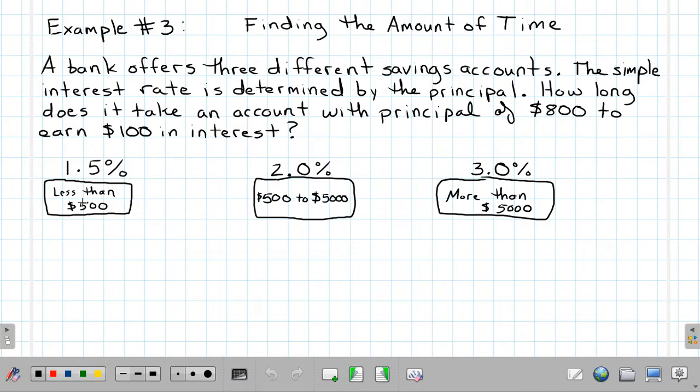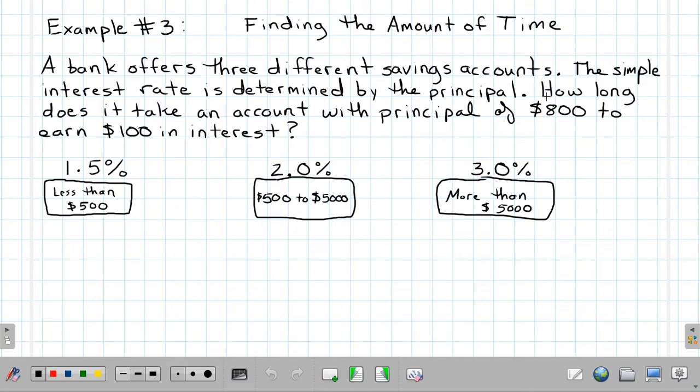This is saying if your principal is less than $500, you're going to have a 1.5% interest rate. If your principal is between $500 and $5,000, your interest rate is going to be 2%. And if you have a principal of more than $5,000, your interest rate is going to be 3%. Now, in terms of a savings account, you always want the higher interest rate because that's going to end up giving you more money for having money in your account. Okay, so you want to get this one, but let's read the question and see what's going on here.